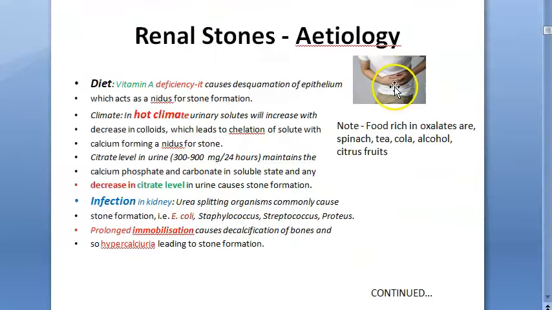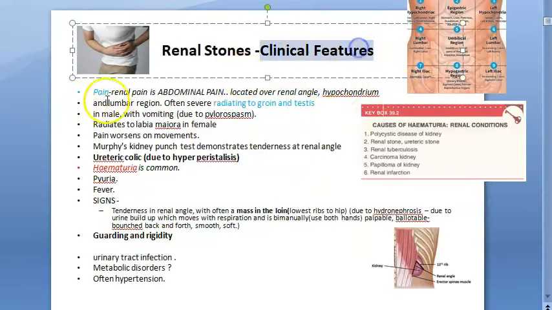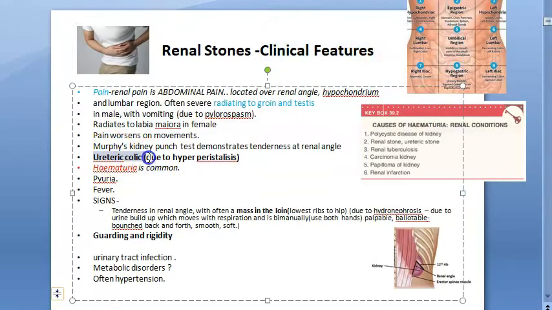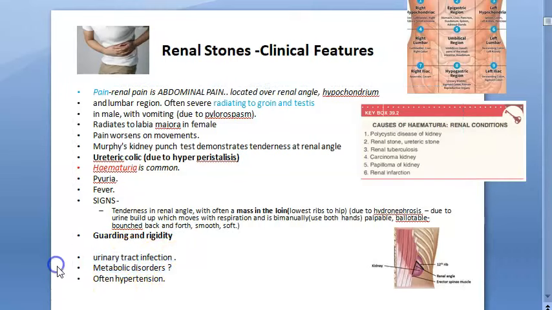But anyways, let's take a recap of these clinical features. Pain. What else did you see? Pain that radiates to the groin and testis in men, to the labia majora in females. Where will this pain be? Over the renal angle, hypochondrium, lumbar regions. There can be hematuria, pyuria, fever. There will be tenderness in the renal angle. There can be guarding, rigidity, etc. They can have urinary tract infection, some metabolic disorders, or even hypertension.